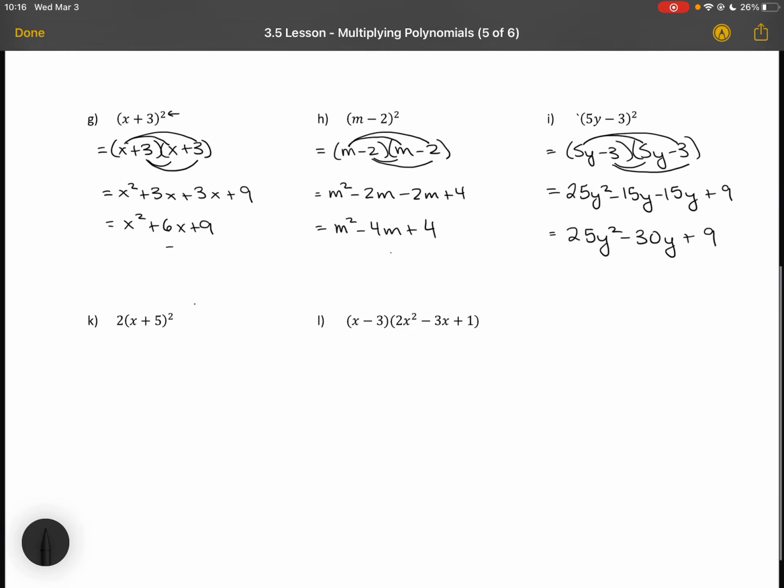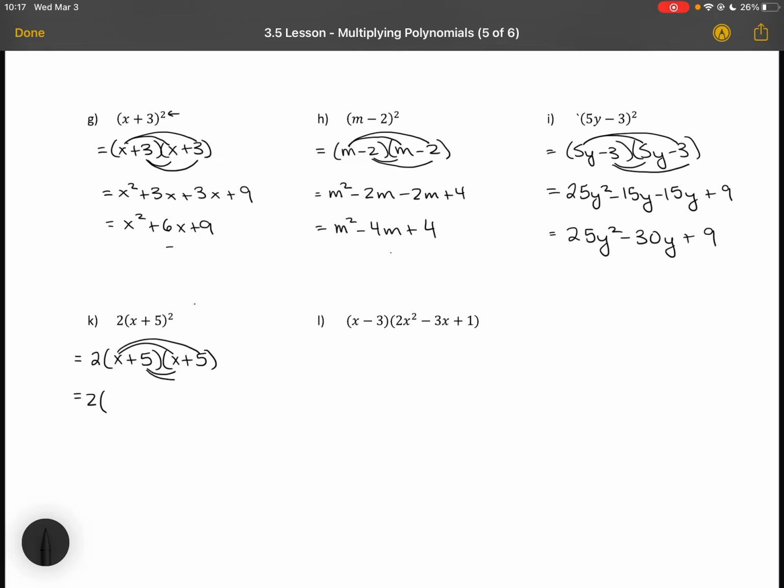My last two examples are a little bit different. They've got an extra wrinkle thrown in. K looks almost like examples G, H, and I, except there's a 2. So I'm going to expand my exponent. And then I'm going to use FOIL to expand the binomials. And then I'm finally going to multiply everything by 2.